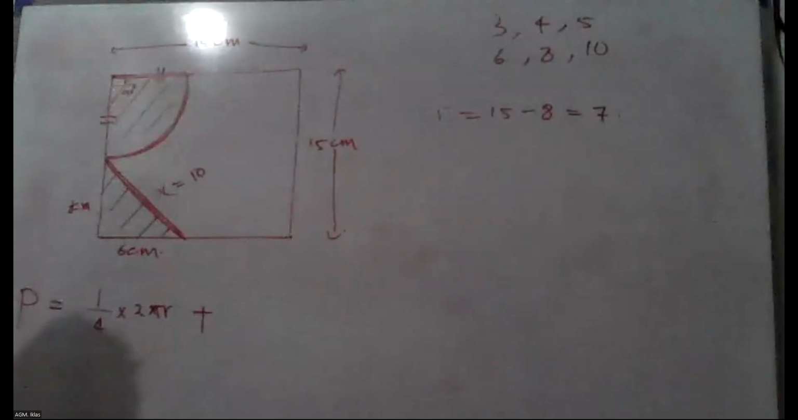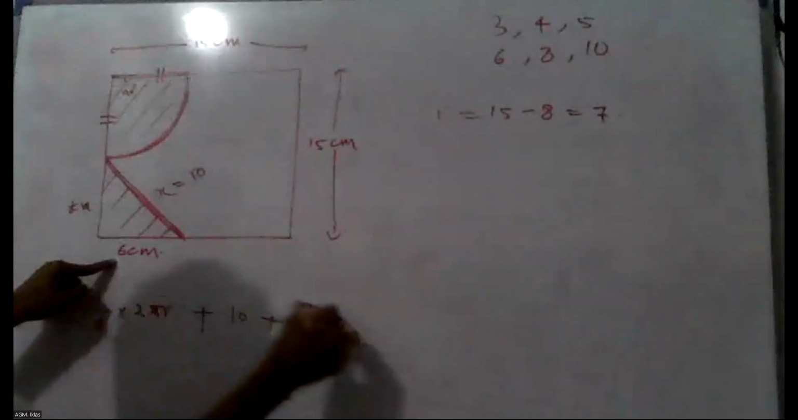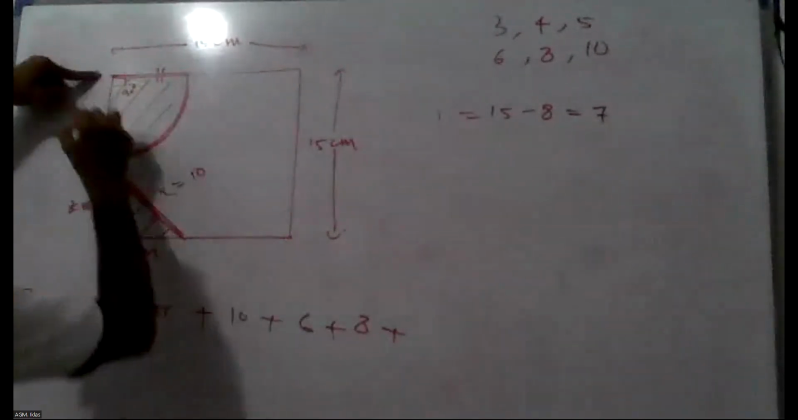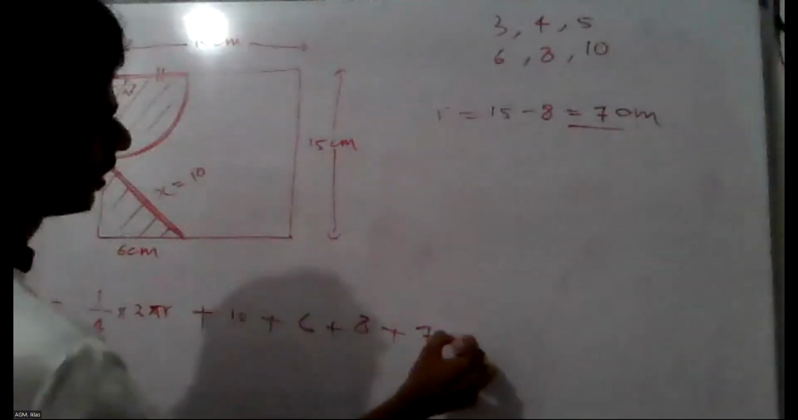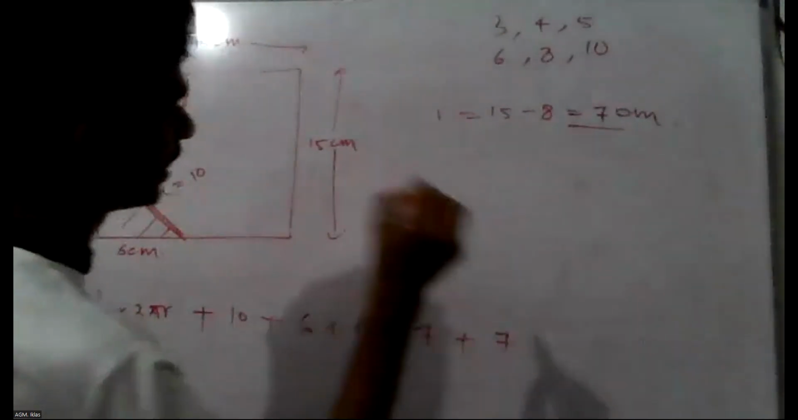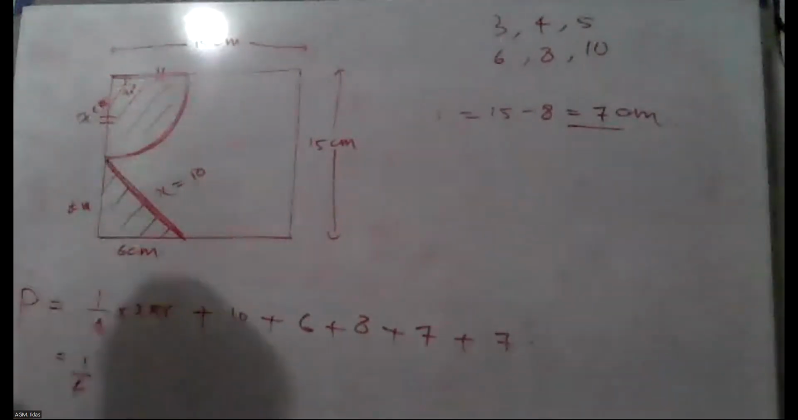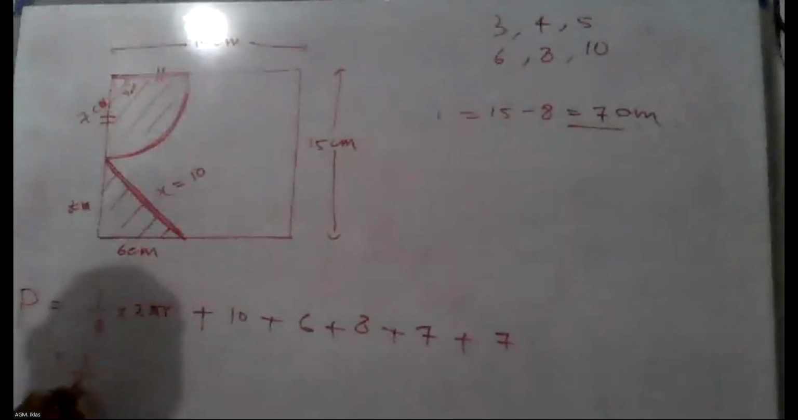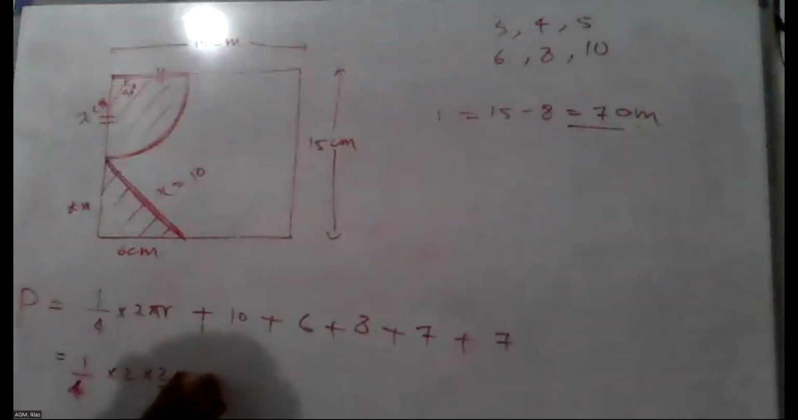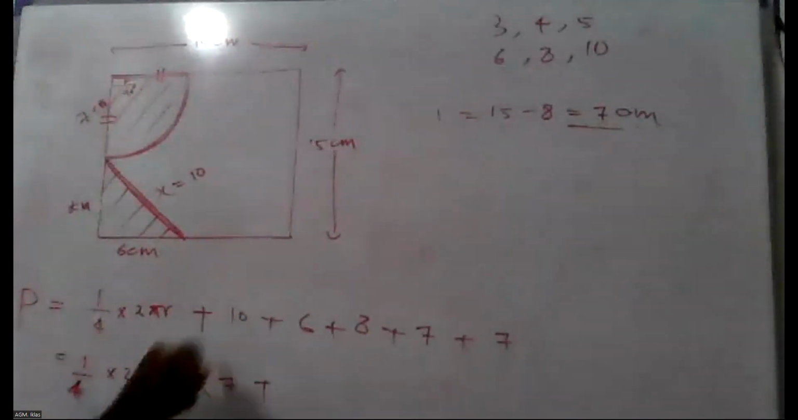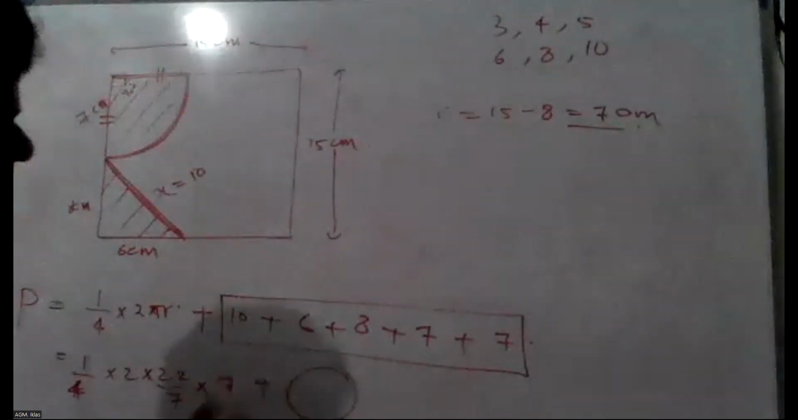So this is 10. So x is equal to 10 plus this 6 plus this 8 plus this 7. This is 7 centimeter. We have already found that it is a 7 centimeter radius. 7 plus again 7, and I have reached the initial point. So here 1 by 4 into 2 into 22 by 7 into radius 7, plus I need to add these values and put here.